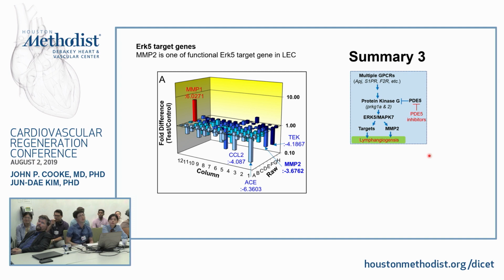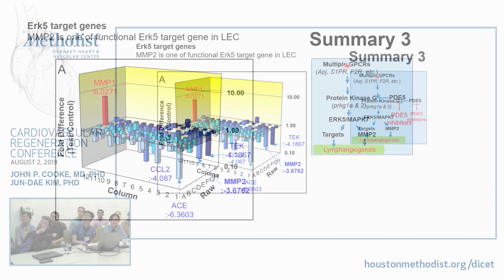So next, we tried to find the ALK5 target genes in the lymphatic endothelial cells. We treated the PKG inhibitor to human lymphatic endothelial cells, and we did endothelial cell targeted gene expression profiling. So we found that MMP2 is significantly downregulated. So we think MMP2 is one of the functional ALK5 target genes in LEC migration. This is a whole summary of my study.